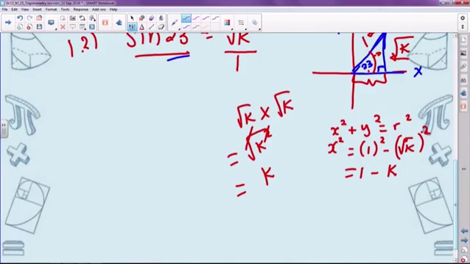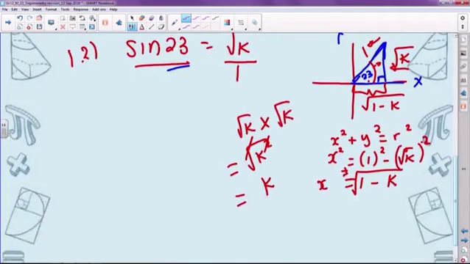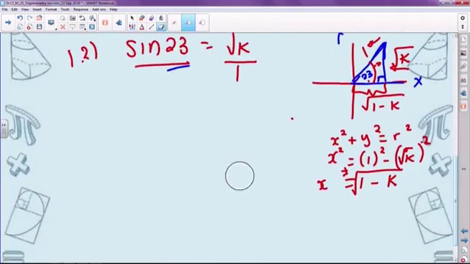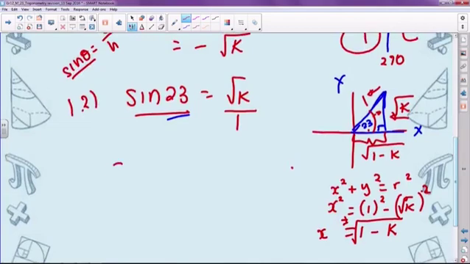Okay, so x squared is equal to 1 minus k, therefore x will be the square root of 1 minus k, plus or minus, because we are in the first quadrant, we're only interested in the positive answer. So therefore x is the square root of 1 minus k. Okay, so hopefully you'll see the usefulness in that now.